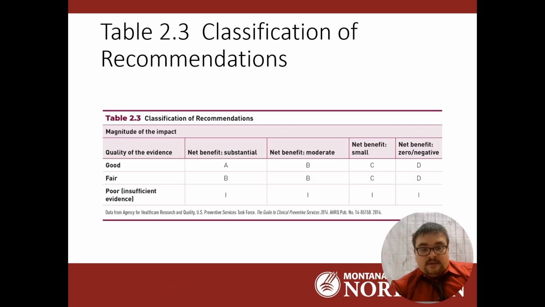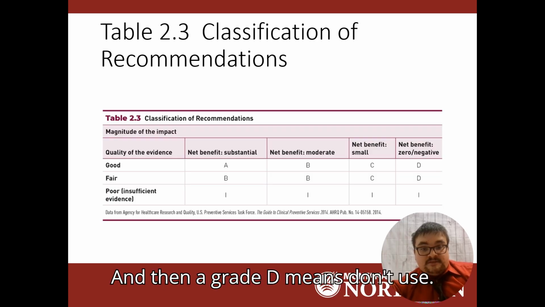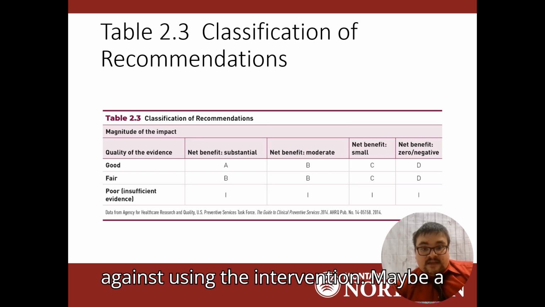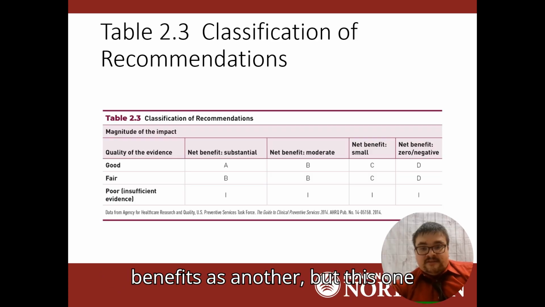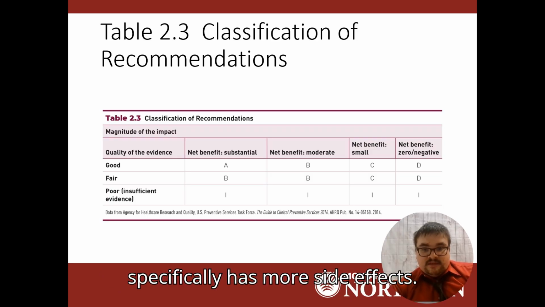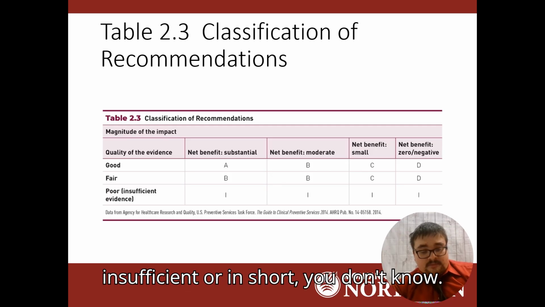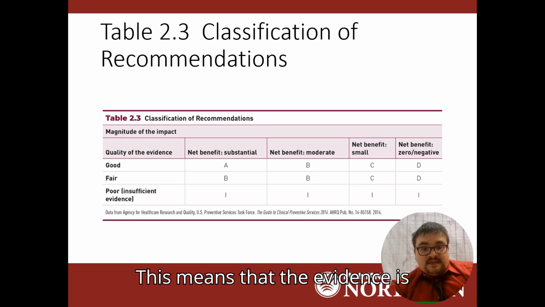And then a grade D means don't use. So this is a strong recommendation against using the intervention. Maybe this treatment has the same benefits as another, but this one specifically has more side effects. The next grade we have is an I, which is insufficient, or in short, you don't know. This means that the evidence is inadequate to make a definitive recommendation for or against the intervention.